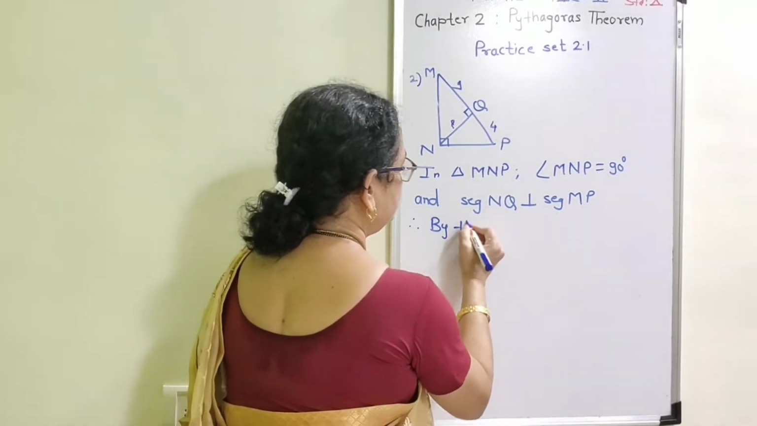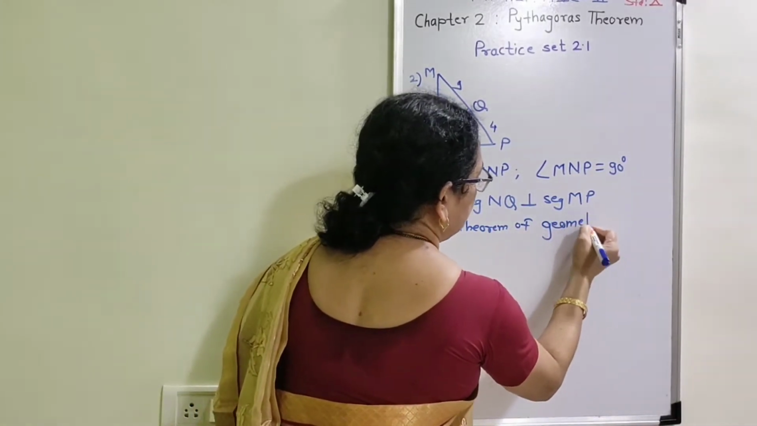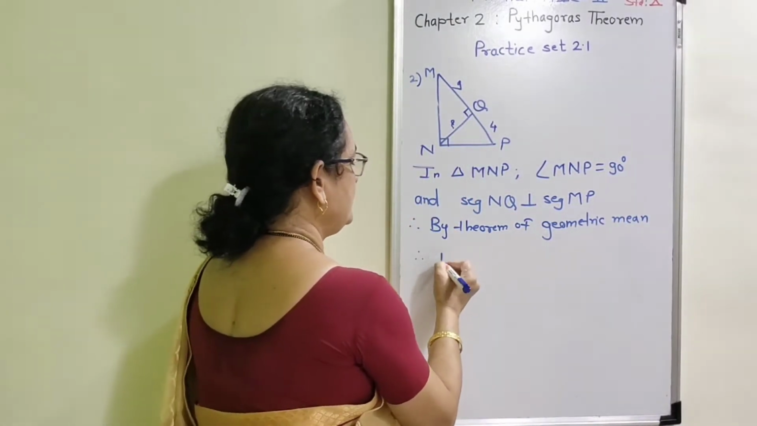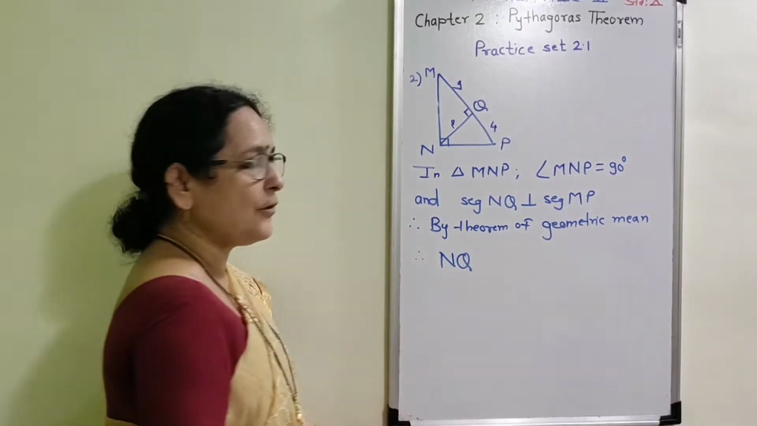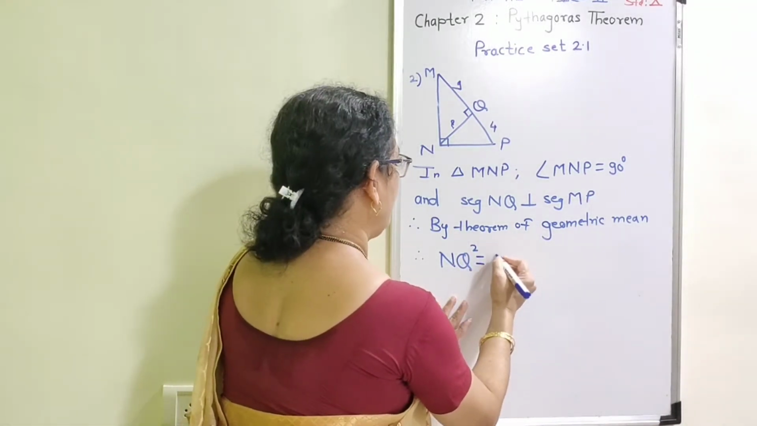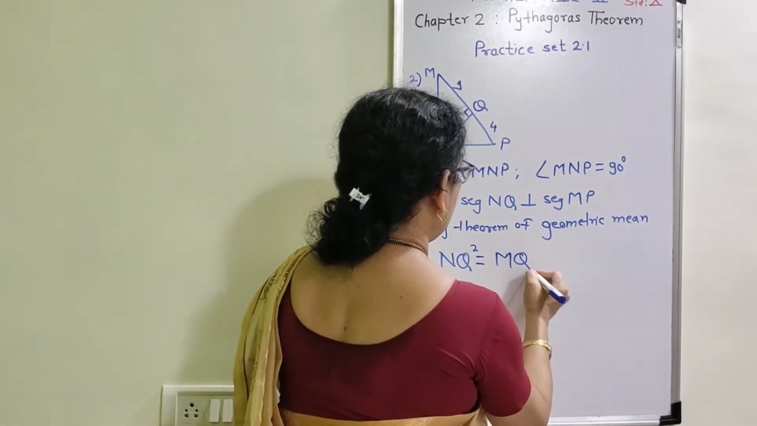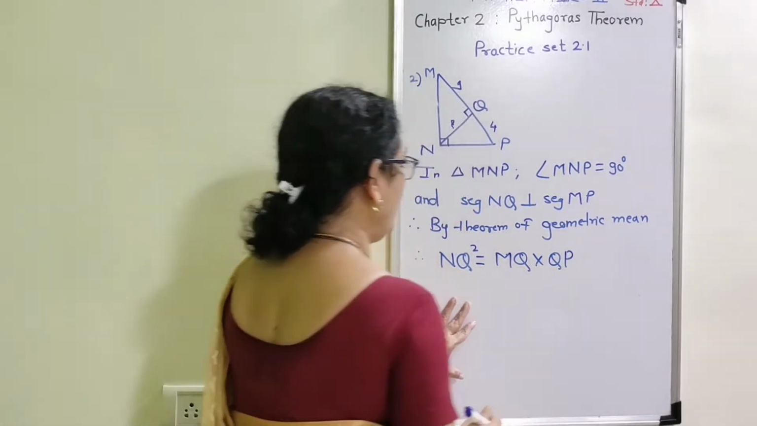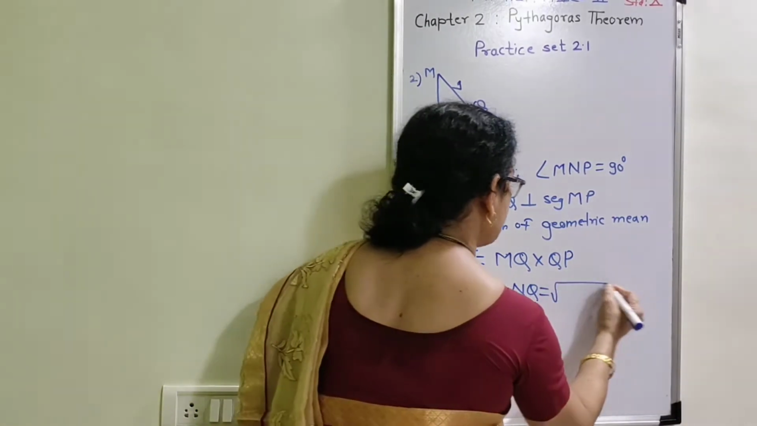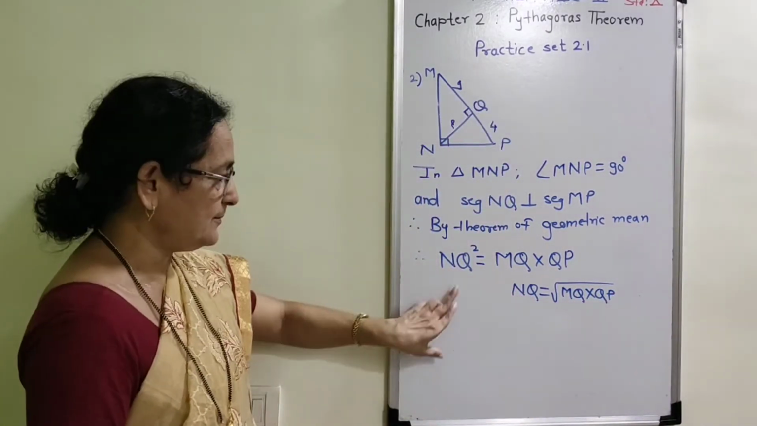Therefore, by theorem of geometric mean, we can easily write NQ square. Now there are two forms. Directly write down NQ square is equal to MQ multiplied by QP, or we can write the step as NQ is equal to square root of MQ multiplied by QP. Now observe both the steps on the blackboard.